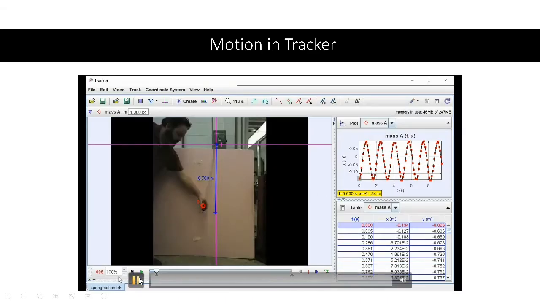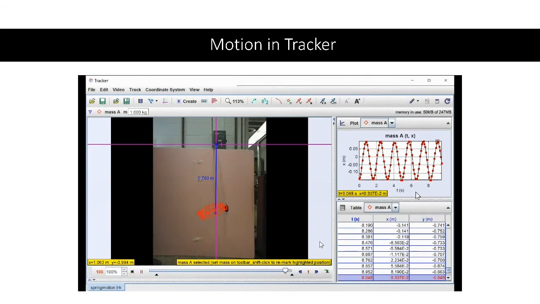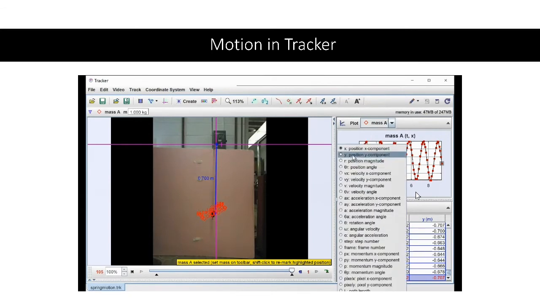I tracked the motion of the mass at the bottom of the spring, as can be seen here. The mass oscillates. The graph on the right shows the change in the x direction as periodic. This is also the case for the change in position in the y direction.